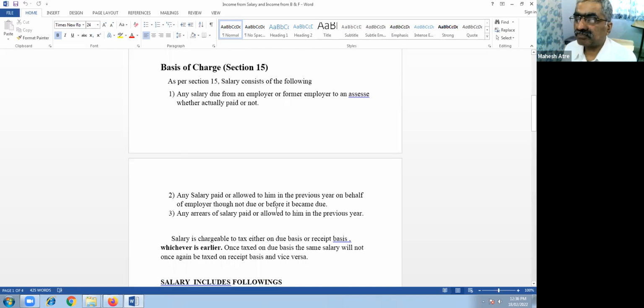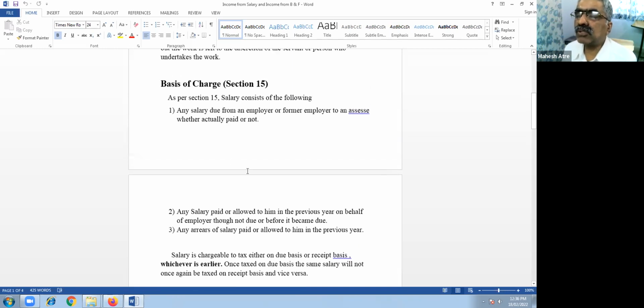Now going ahead with this, here is the basis of charge under section 15 of the Income Tax Act. As per section 15, salary consists of the following. Any salary due from that employer or former employer to an assessee, whether actually paid or not. Second, any salary paid or allowed to him in the previous year by or on behalf of the employer, though not due or before it became due.